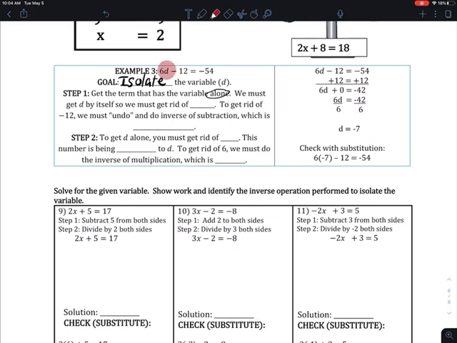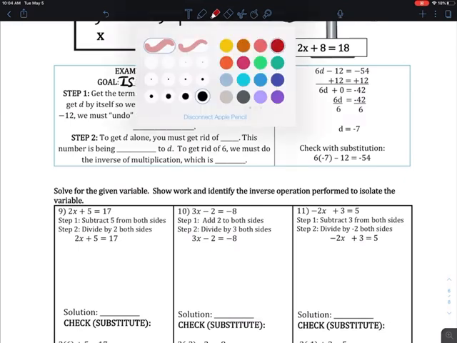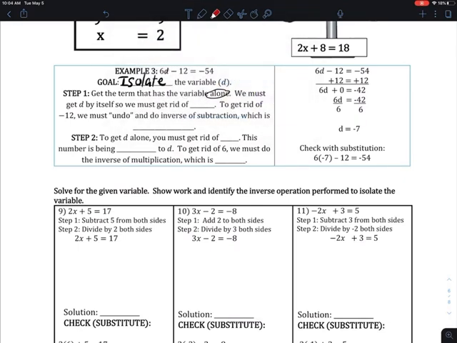Here's a variable right here. Get d by itself, so we must get rid of the negative 12. To get this by itself right here, we need to get rid of this right here. To get rid of negative 12, we must undo it and do the inverse of subtraction, which is addition. To get d alone, you must get rid of the 6.